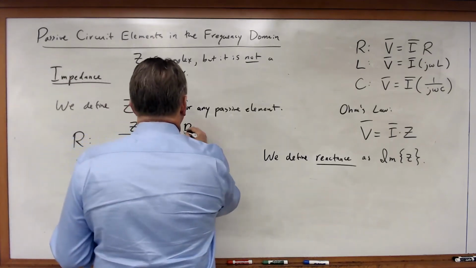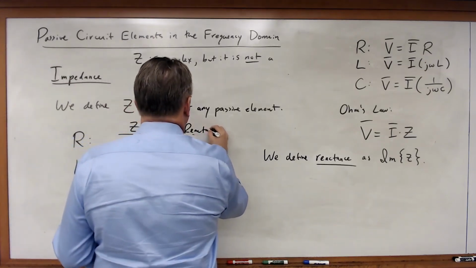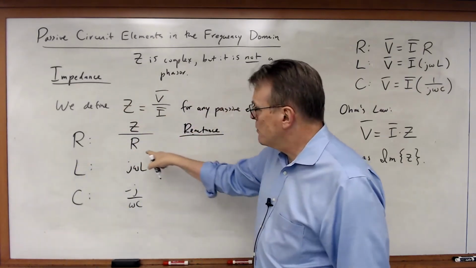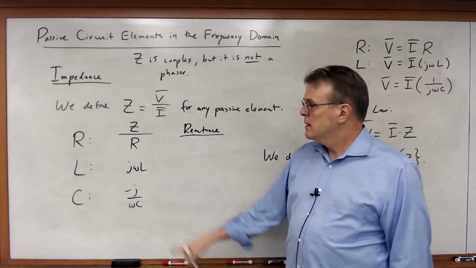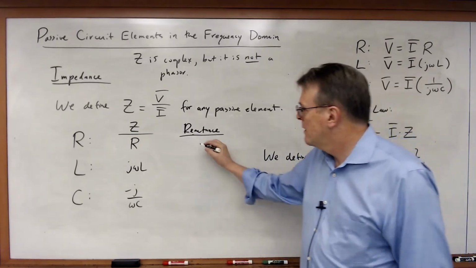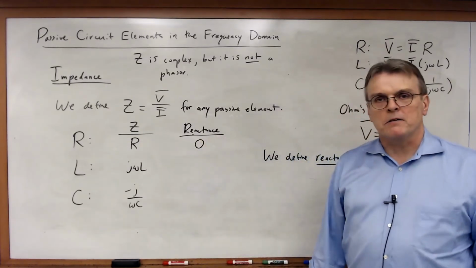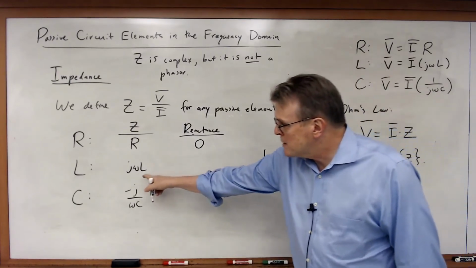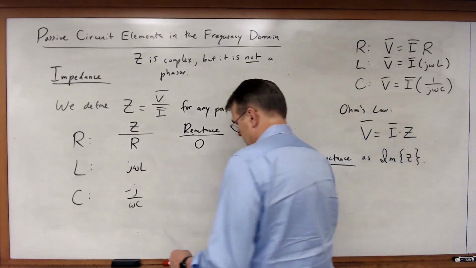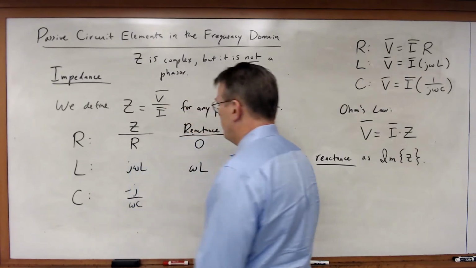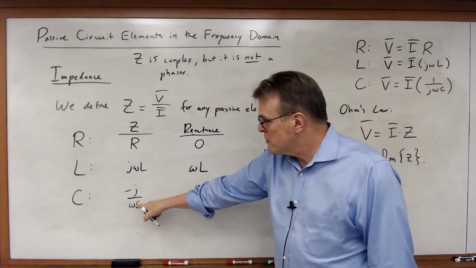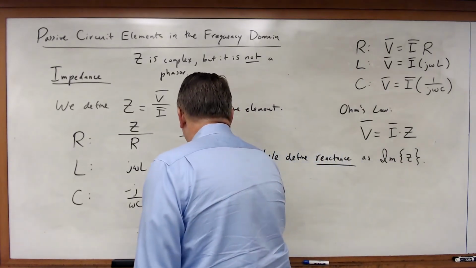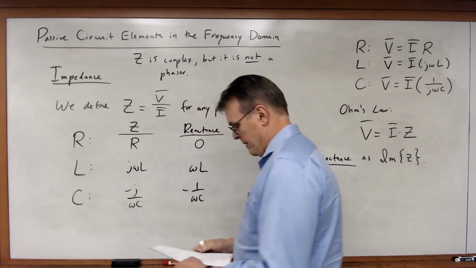Then we look at the reactance. What is the imaginary portion of R? R is a real number. You have zero reactance. There's no imaginary portion to a real number. What's the imaginary portion of this? It's equal to omega L. What's the imaginary portion of minus j over omega C? It's minus 1 over omega C.